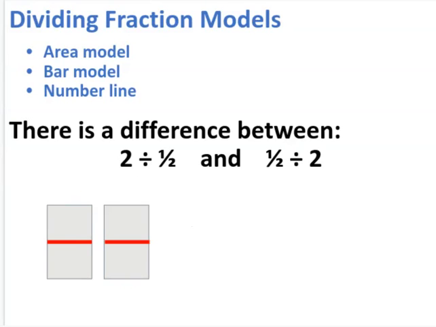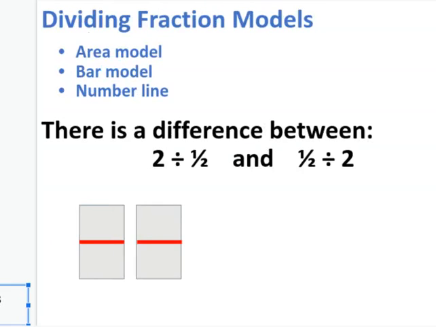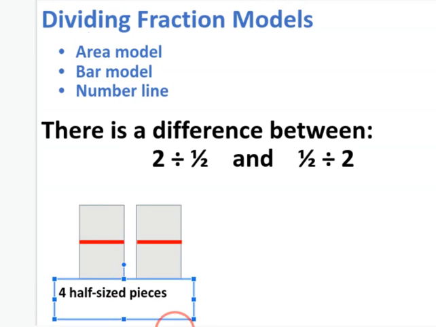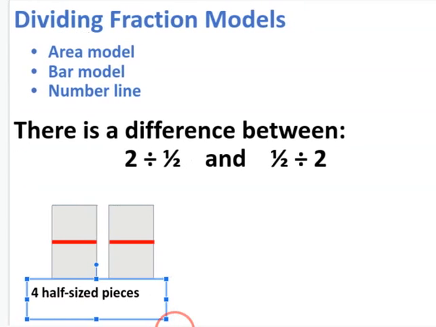When you're starting with a whole number and dividing it by a fraction, your quotient is going to talk about the amount of pieces we have. So if I took those 2 brownies and cut them into half-size pieces, how many pieces of brownies do I have now? Well, you can see that it says I have 4 half-size pieces.